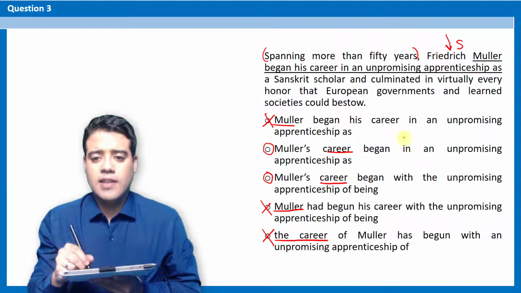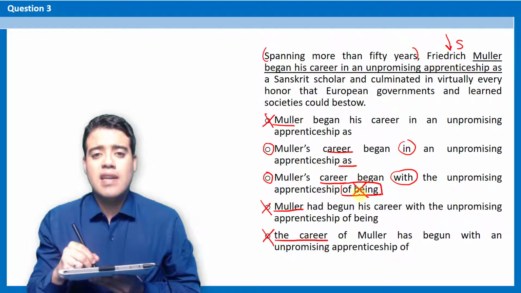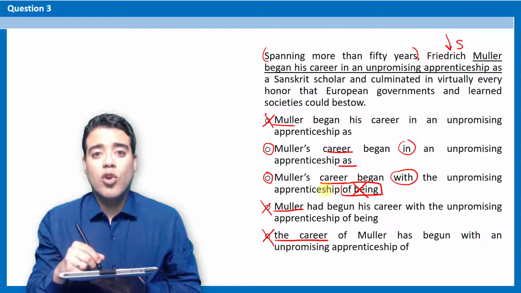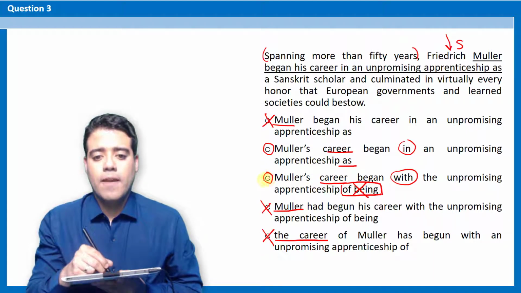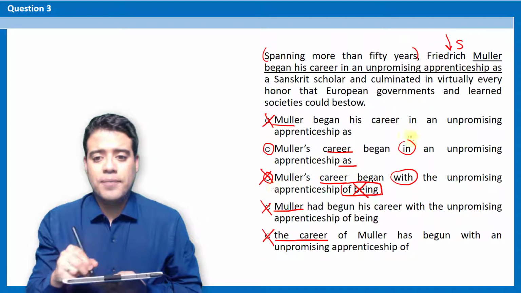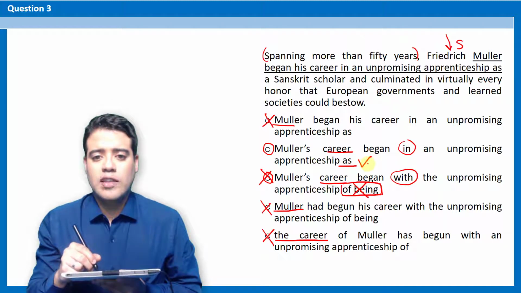The second part is an idiomatic issue again. Began in, began with, and then look at the end. As versus of being. Be careful with of being. That's usually incorrect. Of being, as being, for being. The word being is dangerous. Okay, so avoid it as much as possible. This cannot be the answer. It's not idiomatic. So it began in an unpromising apprenticeship as a Sanskrit scholar. This as means role or function. So that's the best choice.